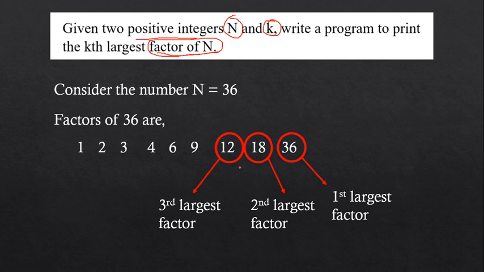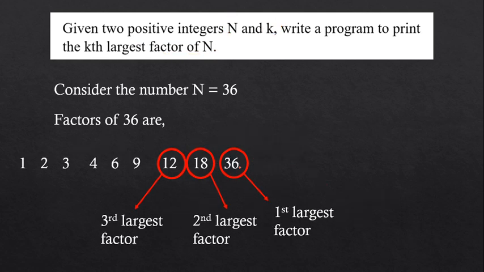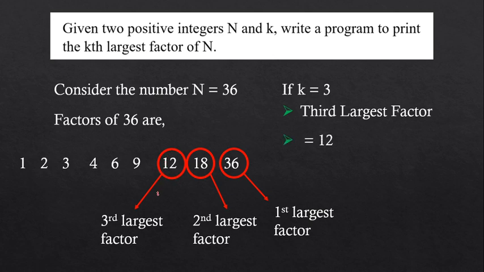Now, this k is nothing but the position of the largest factor. For example, if k is 3, I want the third largest factor. This is what they say in the question. Take all the factors. When I say 3, give me the third largest factor. What is the third largest factor? 12 is the third largest factor. Can you understand this? So you will be given a number. You are supposed to find out the specified largest factor of the number.